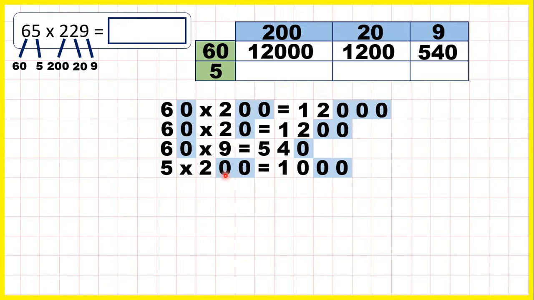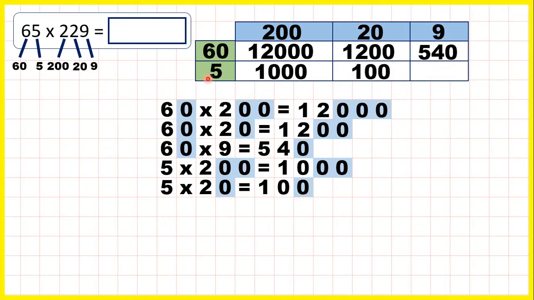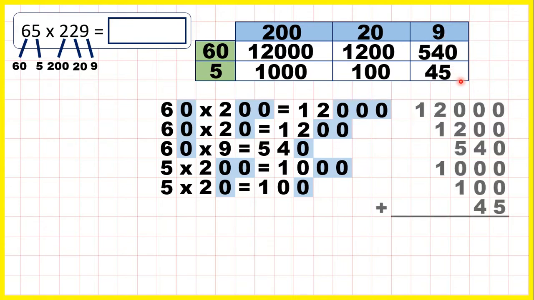Then if we have 2 end zeros in the question, we need to put 2 zeros on the end of the answer. So 5 times 200 is 1,000. Now for this box, we have 5 times 20, which is 100, because 5 times 2 is 10, and then 1 end zero in the question means 1 end zero in the answer. And finally, we have 5 times 9, which is 45. So we need to add up our answers.